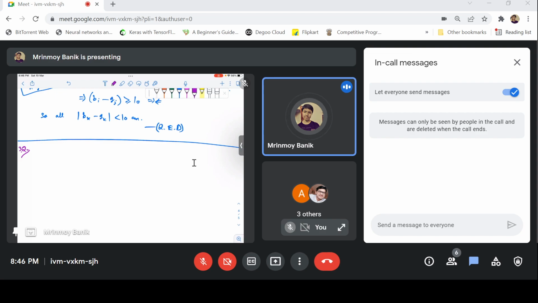So the third one says there is a quadrilateral ABCD such that... convex or concave, nothing is said about that. Suppose this is a quadrilateral.